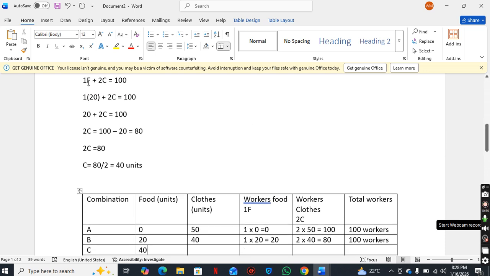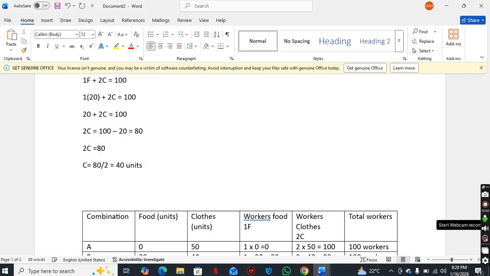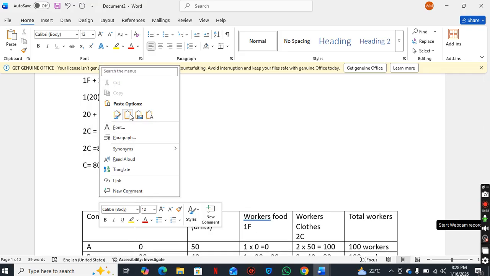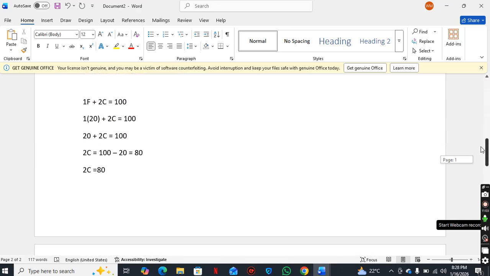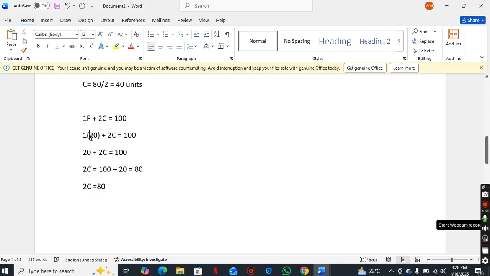So again, you come back to this equation here. Where there's F, substitute it with 40. 1 times 40, that is 40. You cross over this 40 over the equal sign. 100 minus 40.